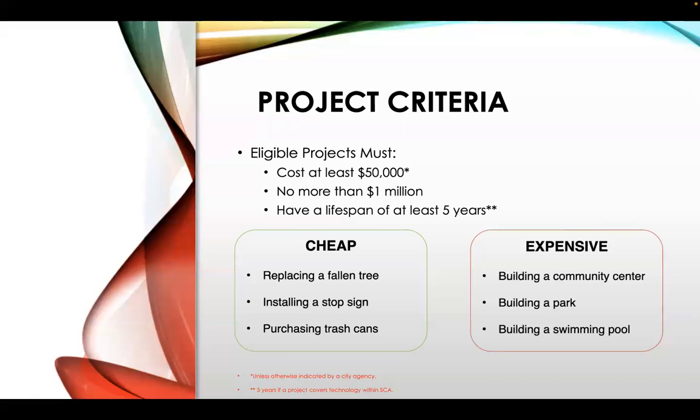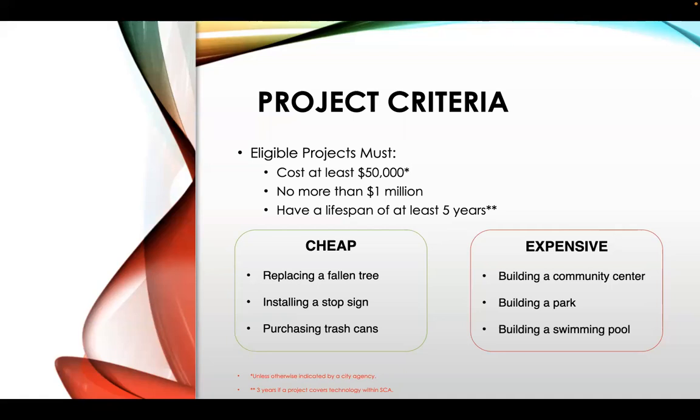And then just to give you some examples of the cheaper projects versus the more expensive projects, we're going to be leaning more on some of the lower cost capital projects, things like replacing fallen trees, installing a stop sign at a very busy intersection, or purchasing trash cans across our city to ensure that folks have a place to put their litter.